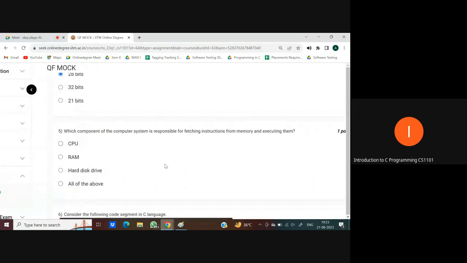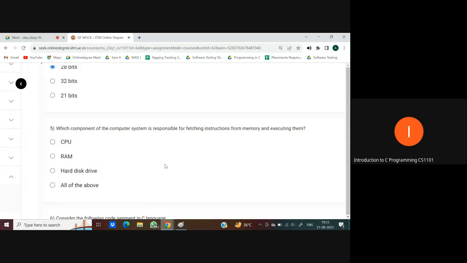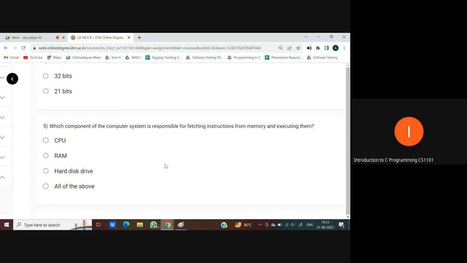Which component of a computer system is responsible for fetching instructions from memory and executing them? What do you think? CPU. Exactly, it's CPU.